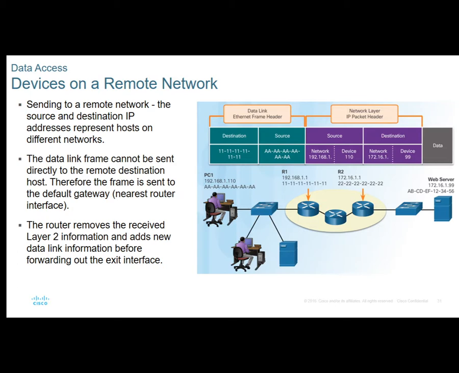The router removes the received layer 2 information and adds new data link information before forwarding it. What's the layer 2 information? MAC address. What's layer 3 information? The IP addresses.